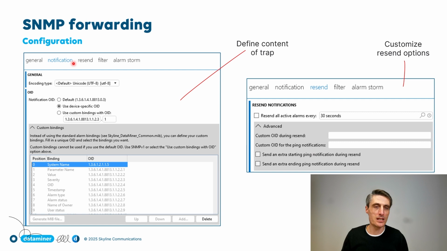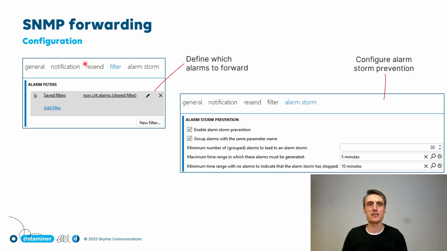Okay, so that was the notification page and the resend page. Now the filter page. Typically, I don't want to forward every single alarm in the DataMiner system. Typically, it's more to really warn the other system about major failures. For instance, all the critical alarms need to be forwarded or only filtered on certain sites, but not the warning things. So here we have the filters that we have already discovered during other modules like the alarm console.